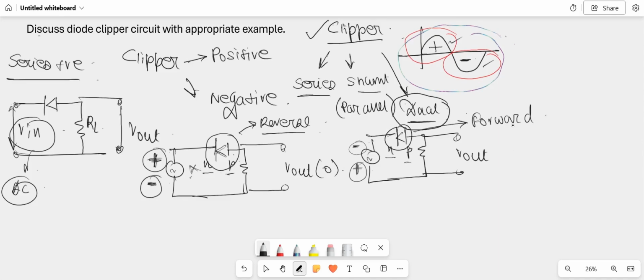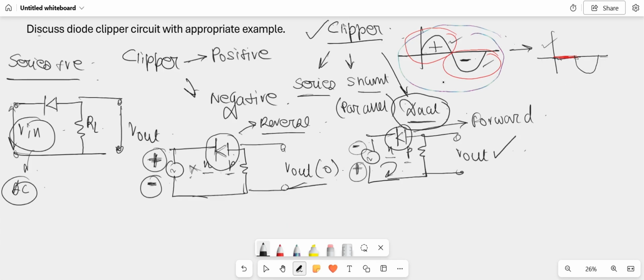As a result, during the negative half cycle, current will flow within the circuit and we will get the output voltage. For example, this is the waveform which is given to us. If this is passed through a series positive clipper, then for the positive half cycle, as I have said, the output voltage is 0. So we will get 0 for the positive half cycle. And after that, for the negative half cycle, we will get the output voltage. So the output waveform will look like this.